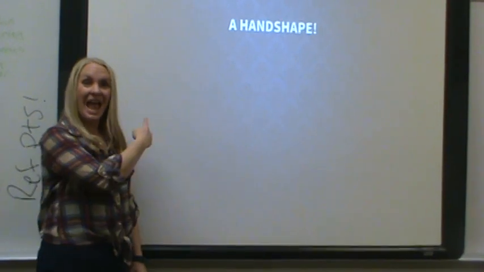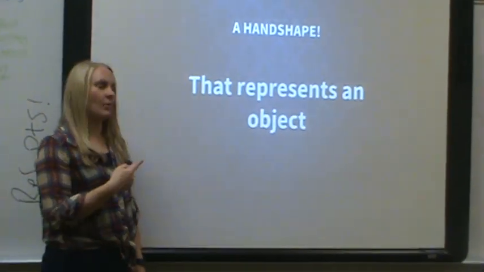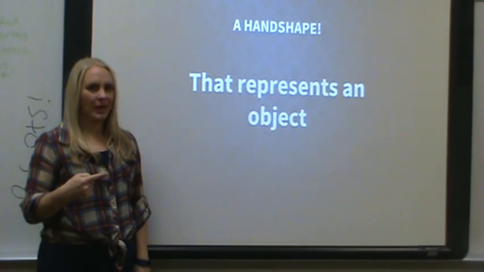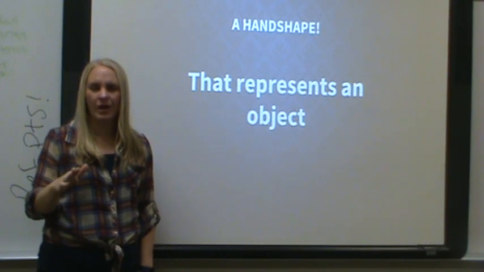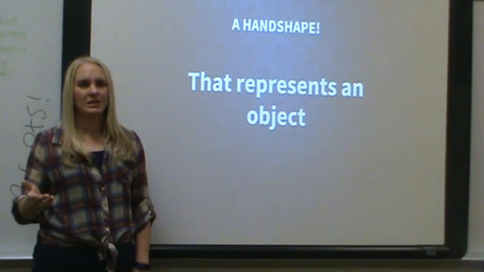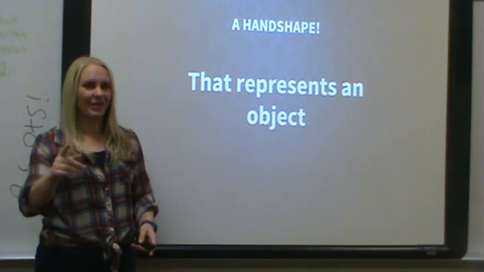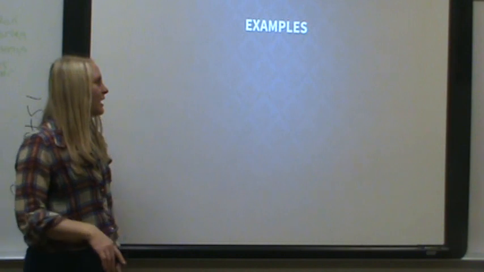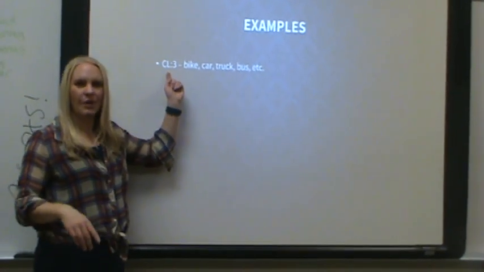A classifier is a hand shape that represents an object. So it'll be a hand shape like through the alphabet or numbers, but it will represent an object. In fact, you've been signing them and you didn't even know it. All right, some examples. Here's how you write it.